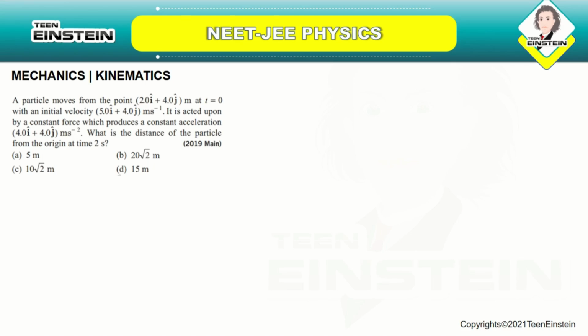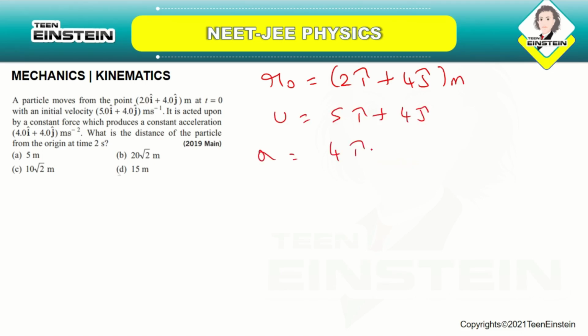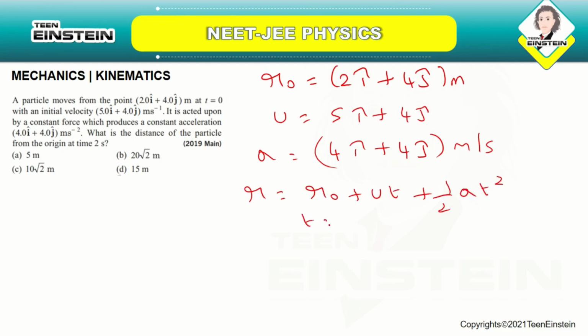So, here the initial position of the particle r naught is equal to 2i plus 4j and the initial velocity of the particle u is equal to 5i plus 4j. So the acceleration is given by a is equal to 4i plus 4j meter per second squared. Okay. So the position of the particle at a time t is given by r is equal to r naught plus ut plus half at square. So t is equal to 2 seconds.